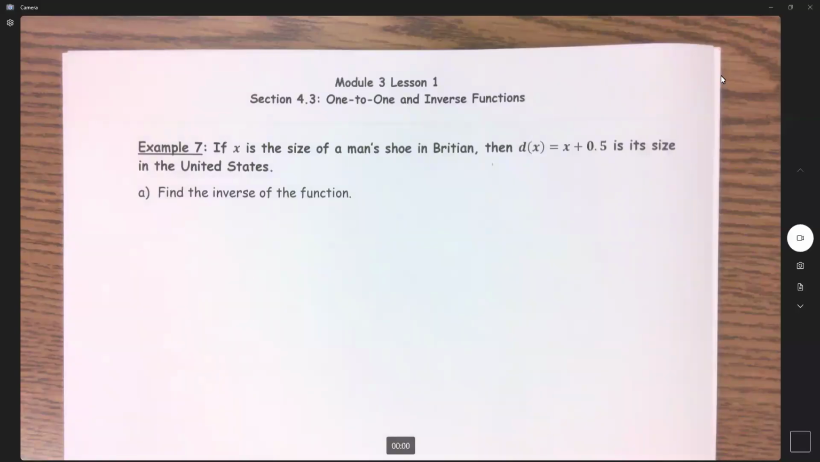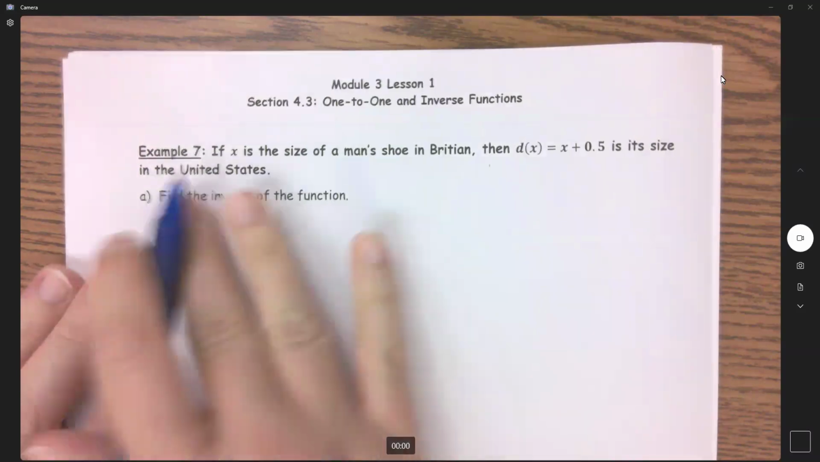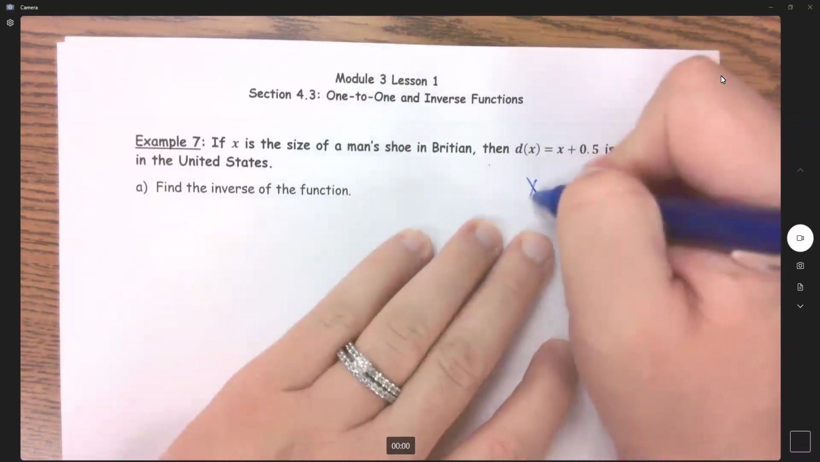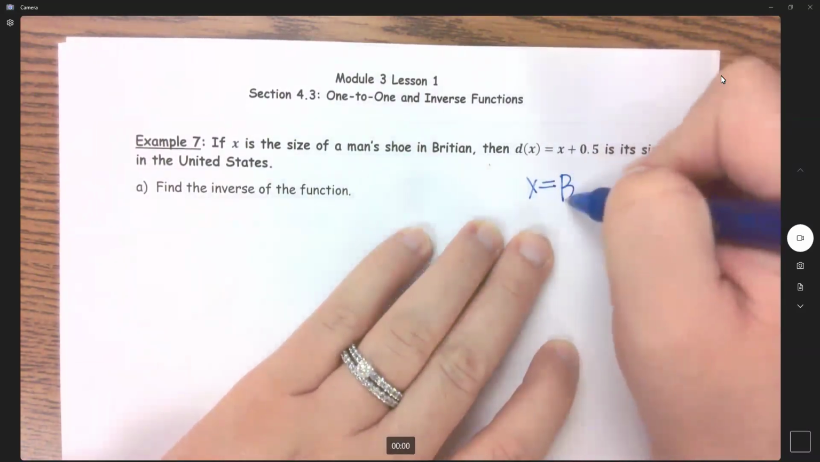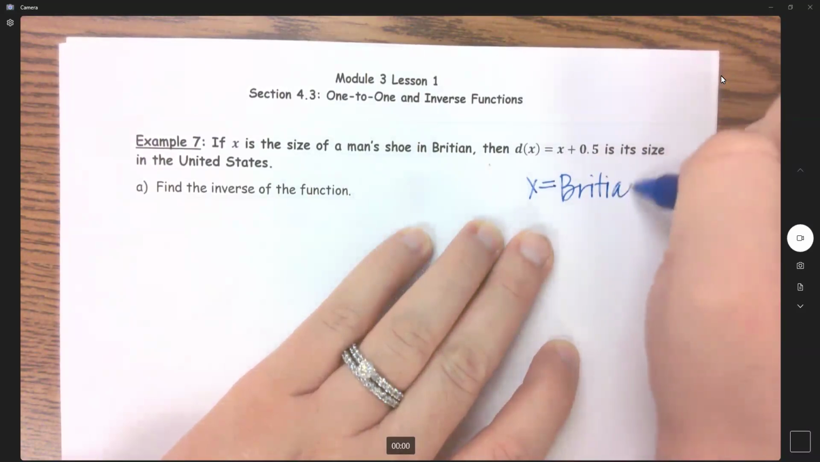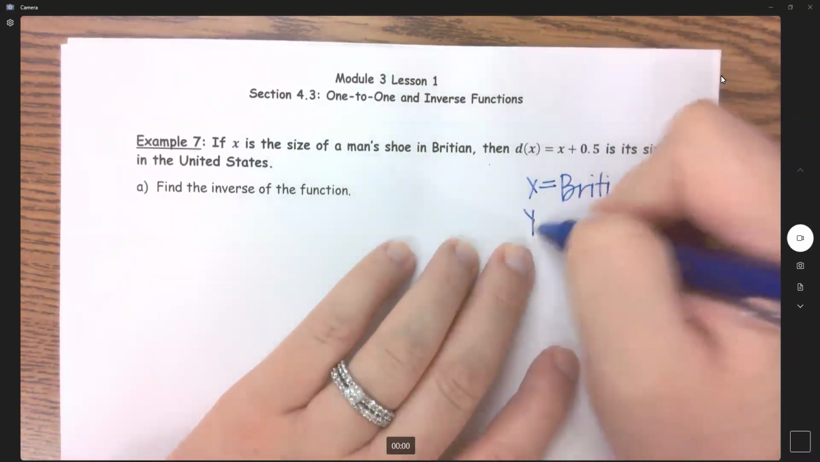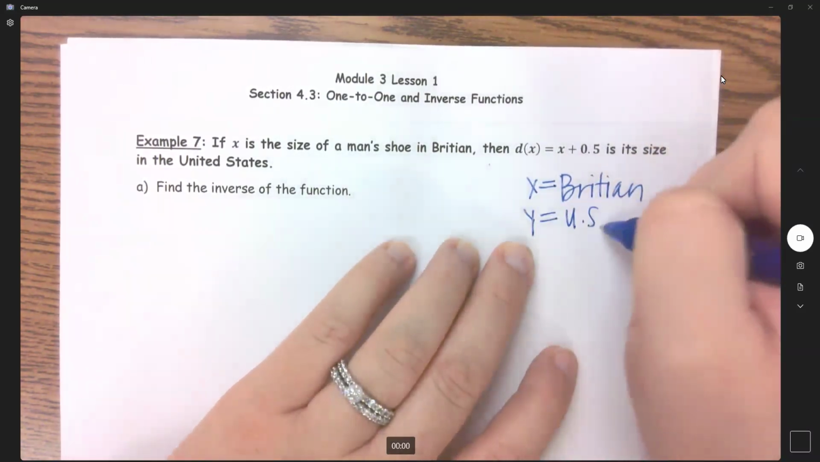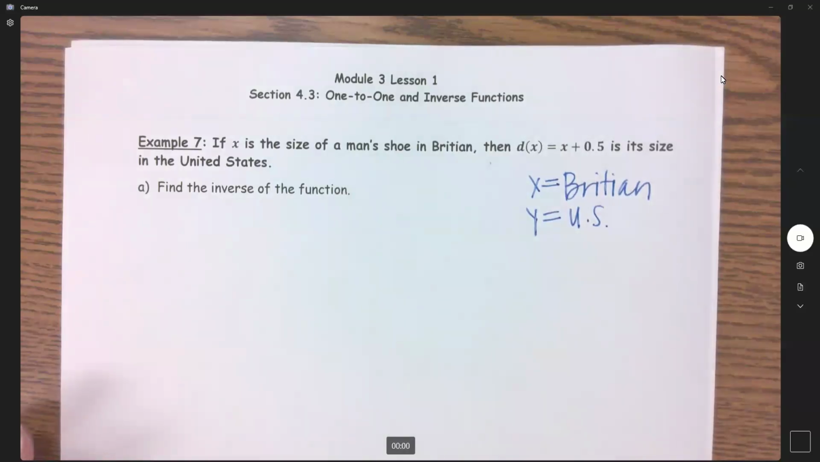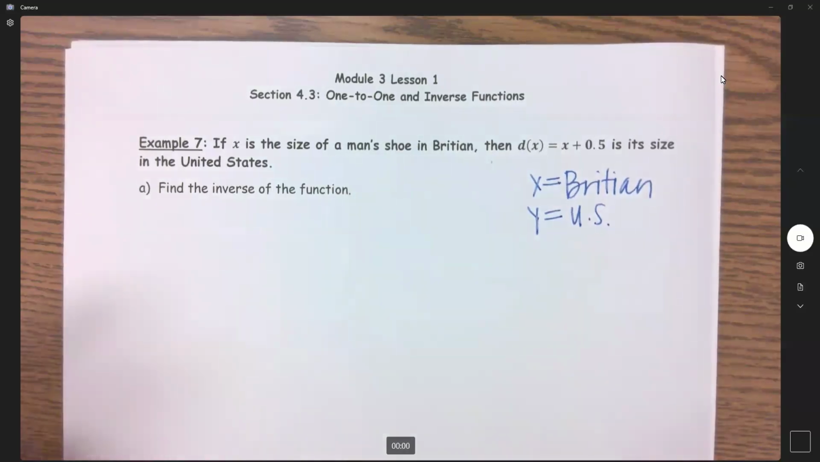We're going to end this lesson with two application problems. Example 7 says, if x is the size of a man's shoe in Britain, then D of x equals x plus 0.5 is the size in the United States. So this is saying that x equals your size in Britain and y equals your size in the US. It's going to be important as we go through this.